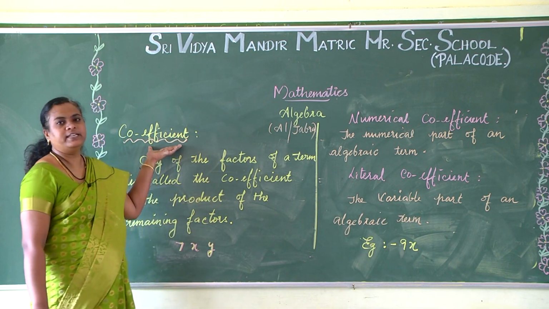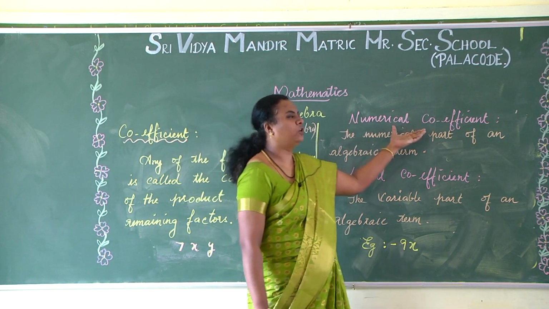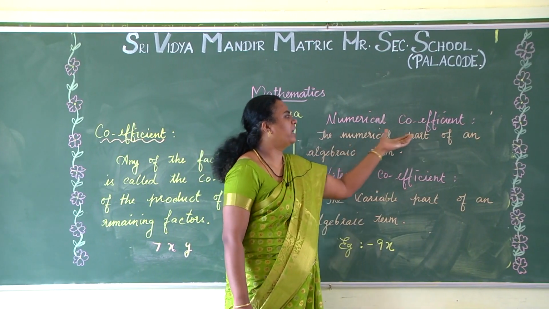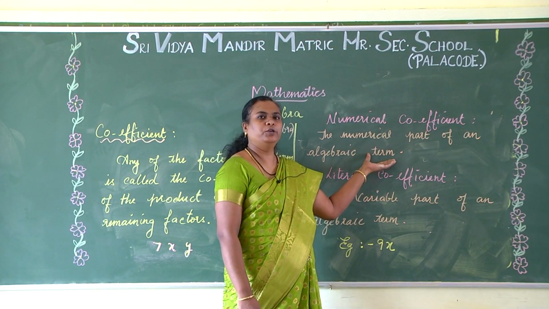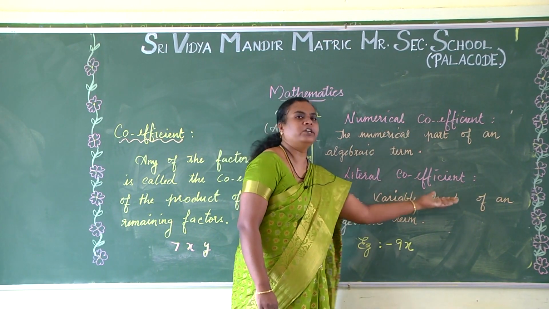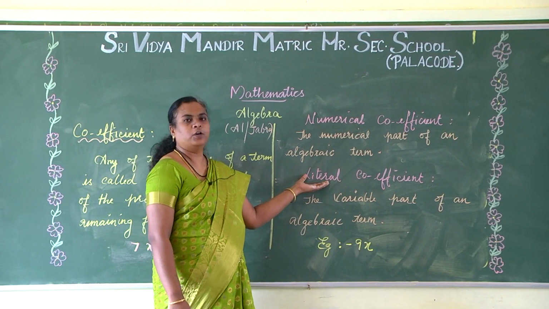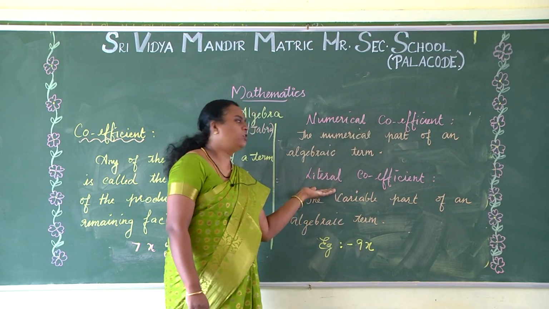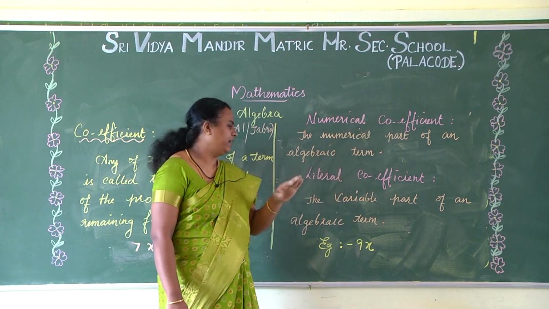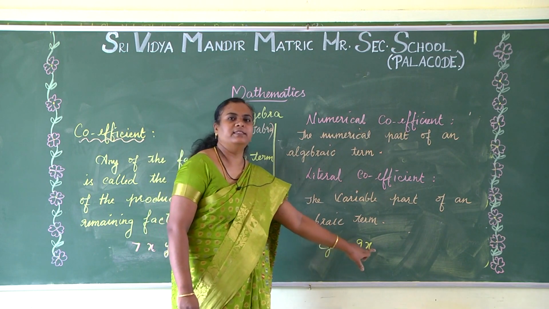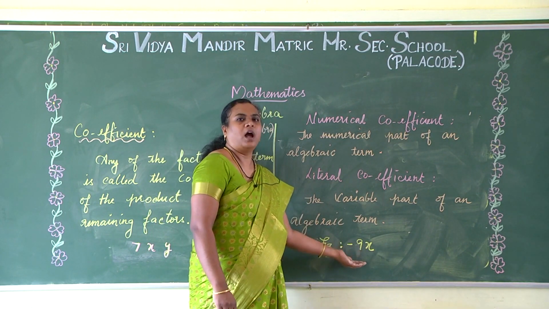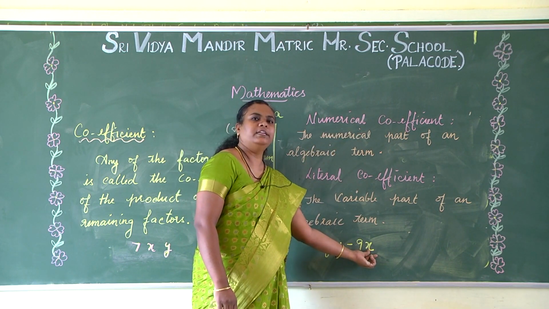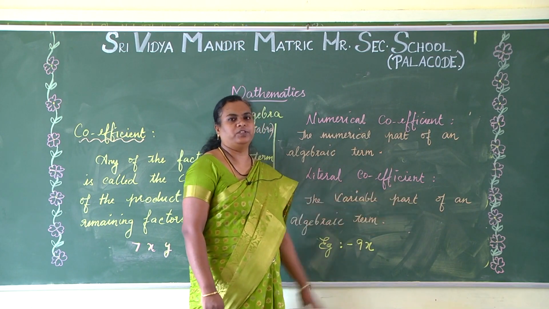Next, coefficient is divided into two types, numerical coefficient and literal coefficient. The numerical part of an algebraic term is called the numerical coefficient. The variable part of an algebraic term is called the literal coefficient. Numerical coefficient is also called constant coefficient. Literal coefficient is also called variable coefficient. For example, in the term minus 9x, minus 9 is the constant coefficient, numerical coefficient. x is the literal coefficient or variable coefficient.